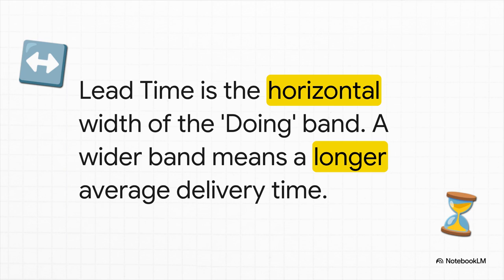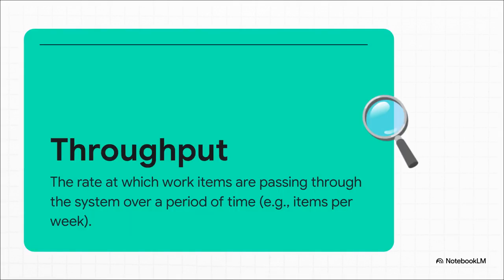And check this out. This is what makes the CFD so brilliant. Lead time is simply the horizontal width of that very same doing band. See that connection? It's right there on the chart. The more stuff you have in progress, the taller that band gets, the longer it takes for any single item to travel across it.